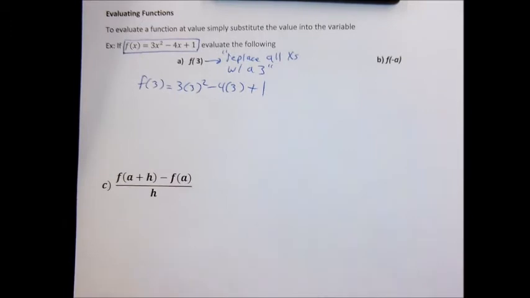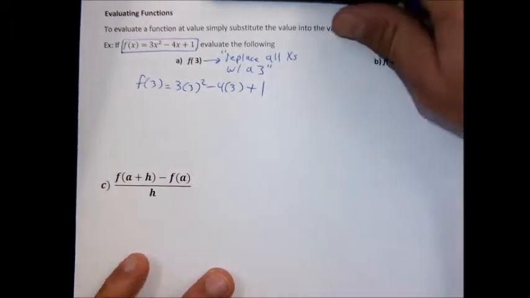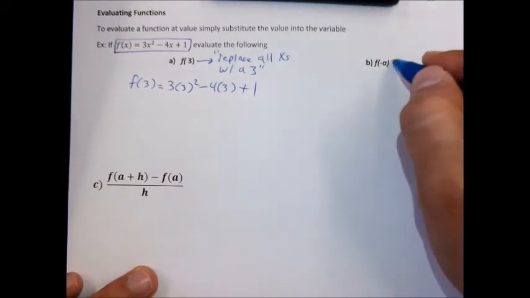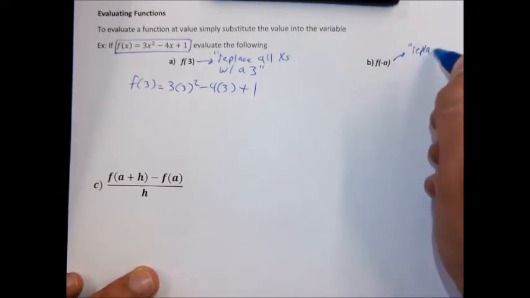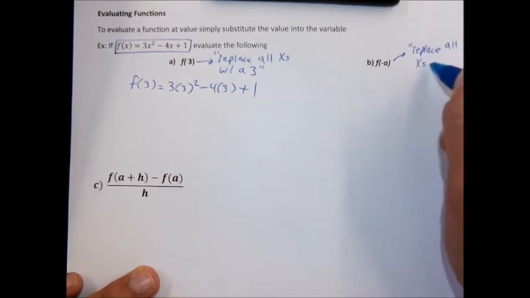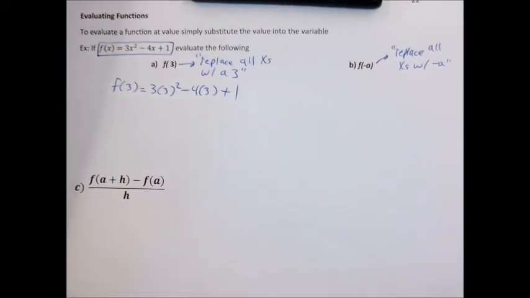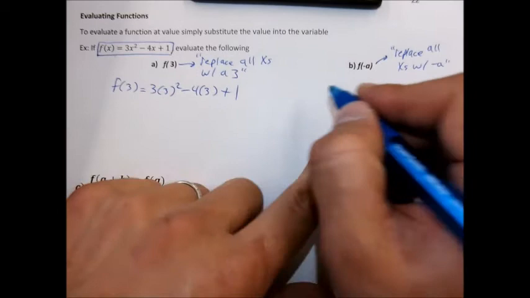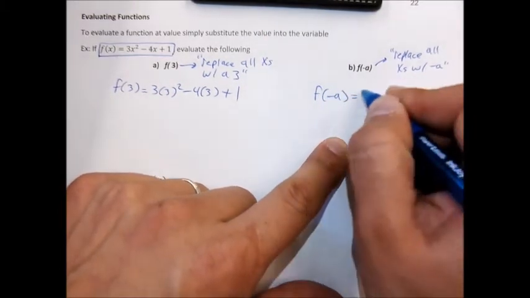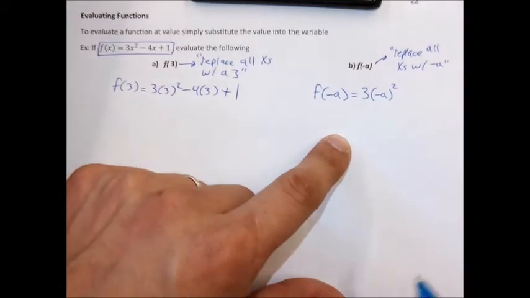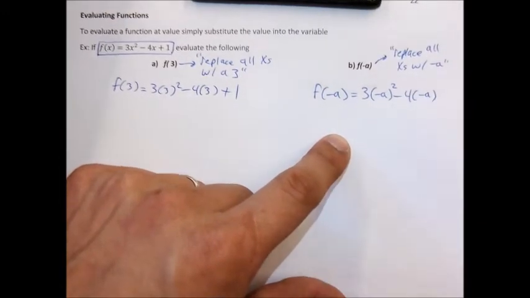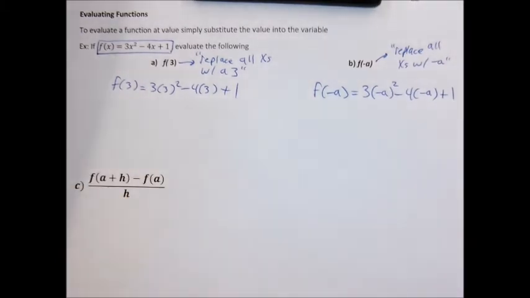And so we can do that with not numbers too, like f of minus a, for example. So f of minus a has the same instructions. It's just replace all the x's with minus a, the same way that we just did the last one, except it's not a number. So f of minus a is just going to be 3 times minus a squared minus 4 times minus a plus 1. I just took the x out and put the minus a in.